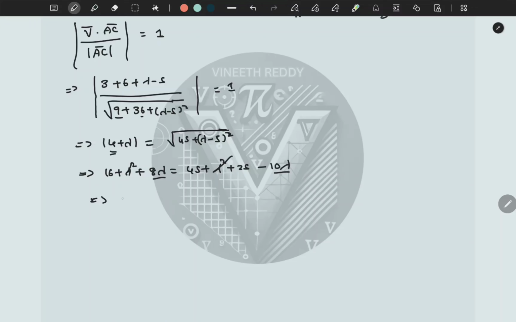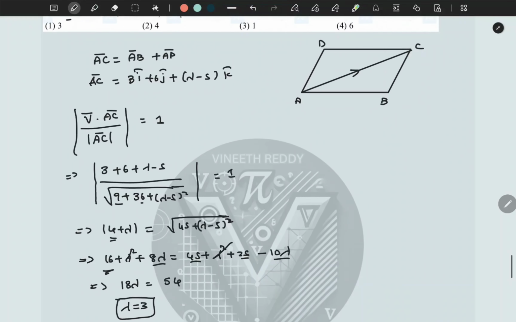8 lambda plus 10 plus 18 plus 10 lambda should be 18 lambda. Now 45 plus 25, how much will it be? 45 plus 25, 50 plus 20, 70. Now 70 minus 16 is, I think, 54. Yeah, that means lambda is equal to 3, right? So once we get the value of lambda as 3, so what does the equation become?